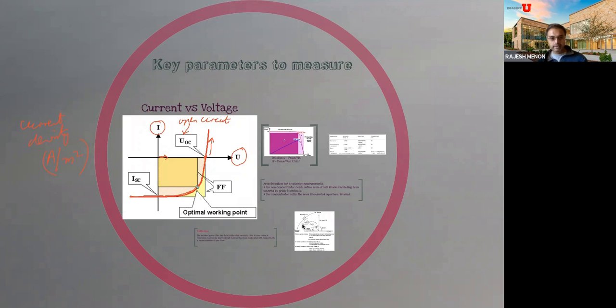And the place that you want to be for maximum power generation is this point here. It turns out that is where the product of I and U is maximum. And of course, the product of I and U is the power, right? So that's why that is an important case.